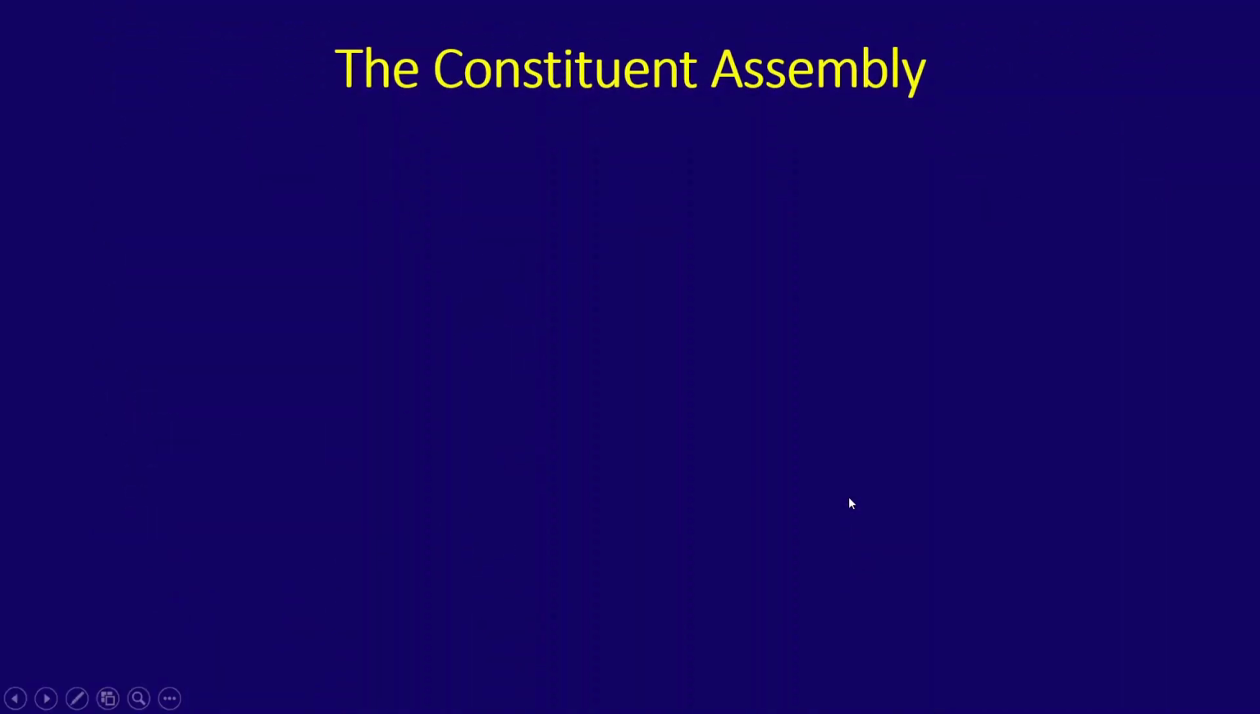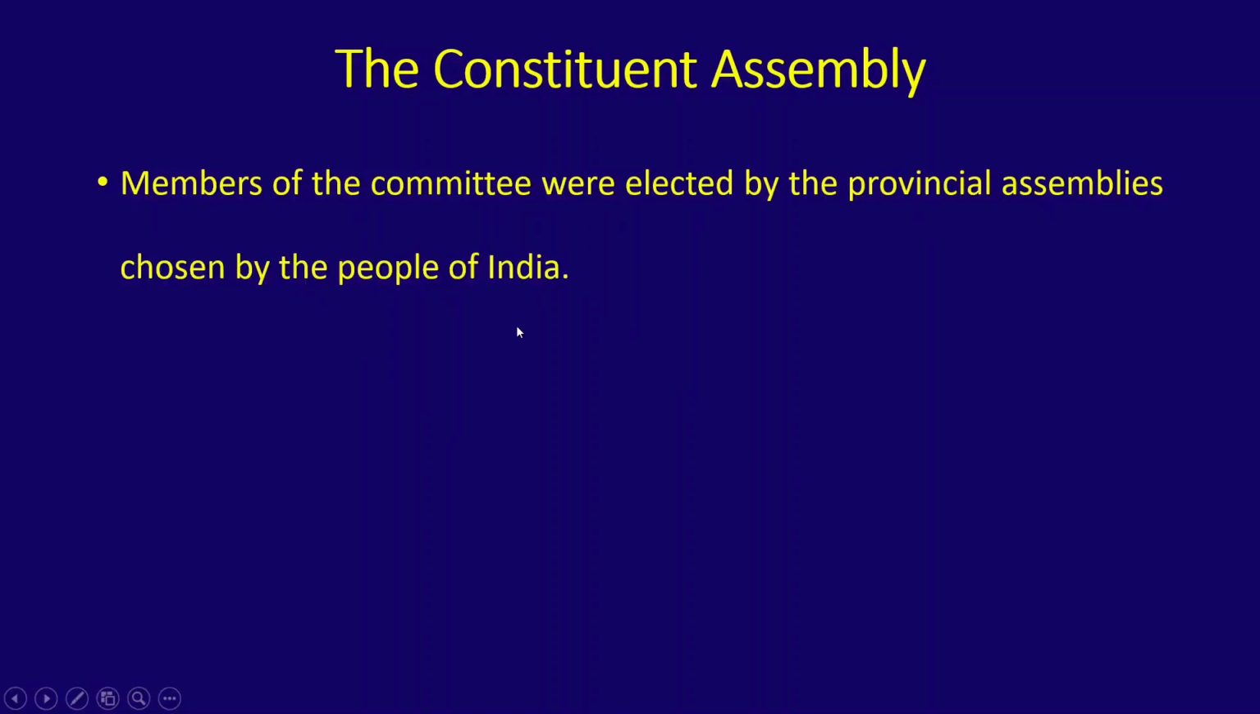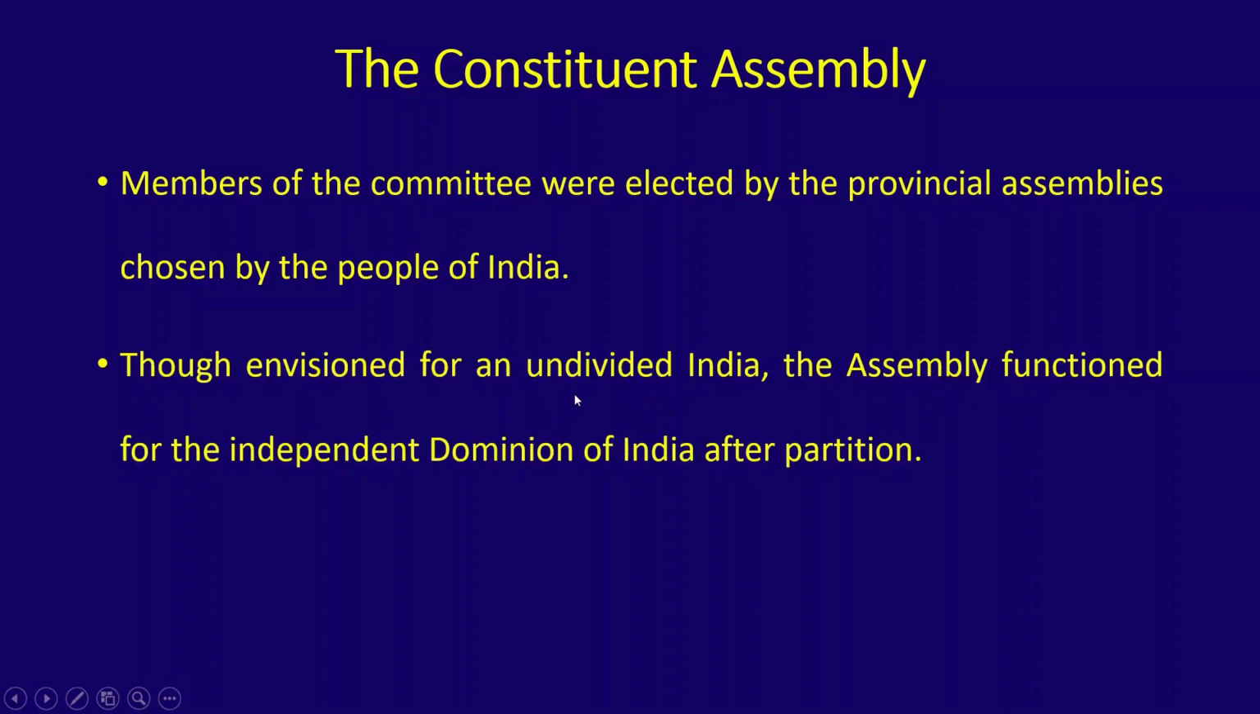So now a little more about the Constituent Assembly. The members of the Constituent Assembly were elected by the provincial assemblies chosen by the people of India. Though envisioned for an undivided India, the assembly functioned for the independent dominion of India after partition. Okay, so here is one interesting thing. The Constituent Assembly was formed for undivided India. That means for the whole country. Okay, because back then there was no separate country like Pakistan.